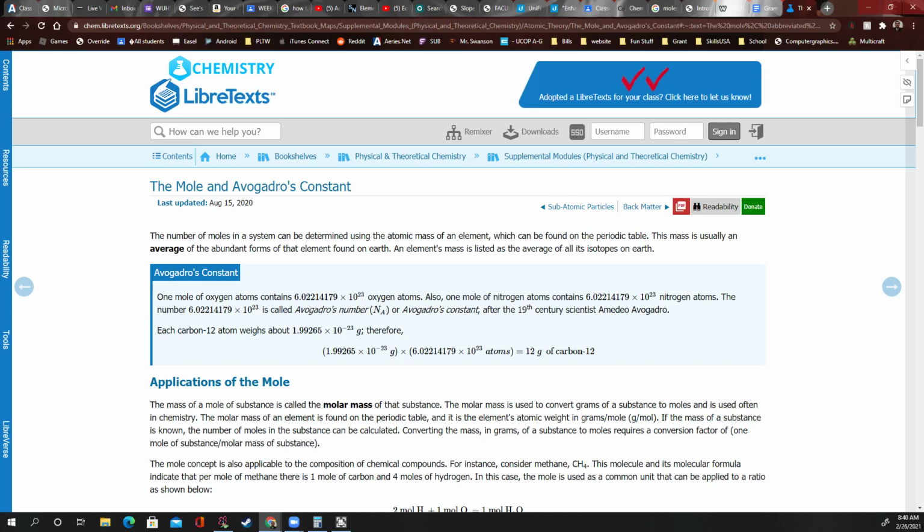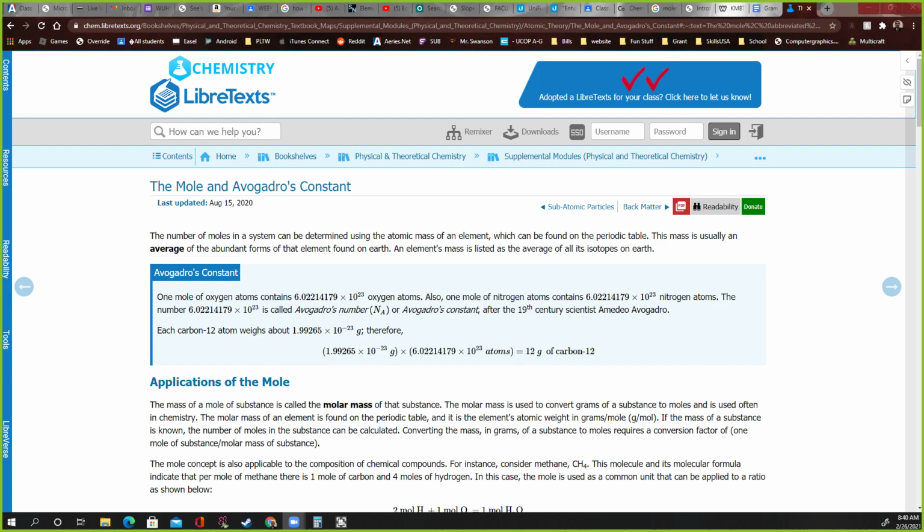I will share my screen with you guys. And so if you guys look here, a mole is just a number. Just like a dozen means 12, a gross is 144. Those are just names given to numbers that already exist.